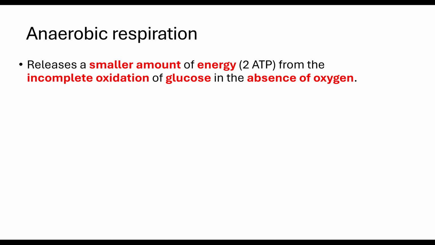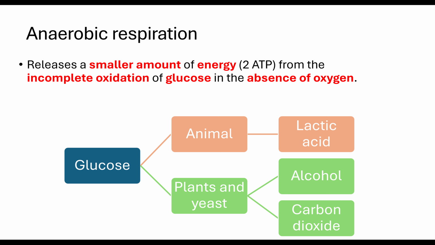So anaerobic respiration is the release of a small amount of energy, 2 ATP molecules, whereas aerobic respiration is between 36 to 38 ATP molecules, through the incomplete oxidation of glucose in the absence of oxygen. So glucose can be broken down, but incompletely, in animals, in plants, and in yeast. But it's done in a different way.